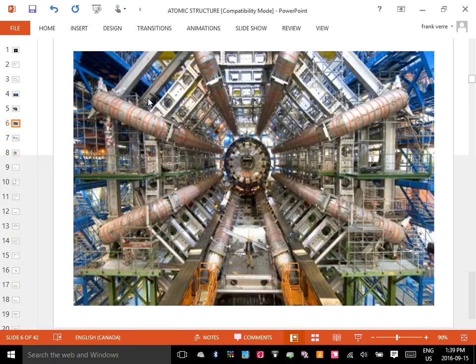This is a detector. You can see, by the way, how big this detector is. There's a person on the bottom, right over here. So you can see it's a massive object.